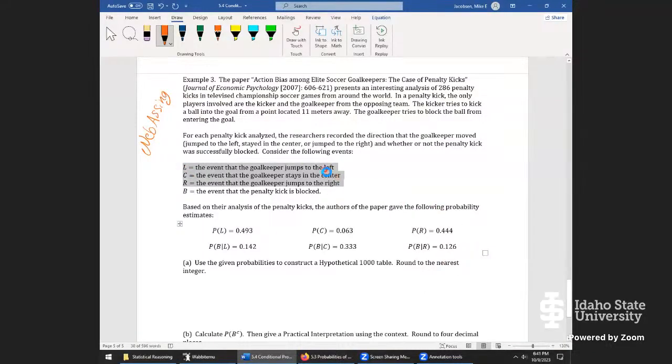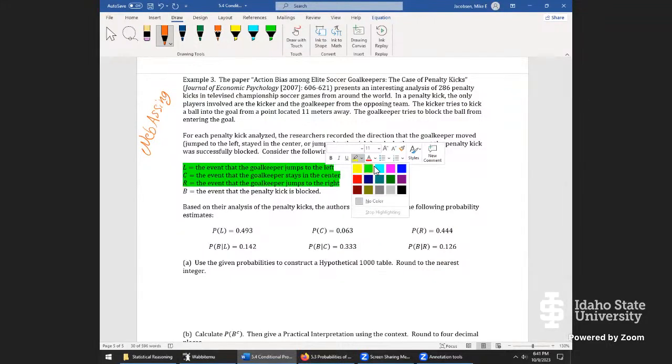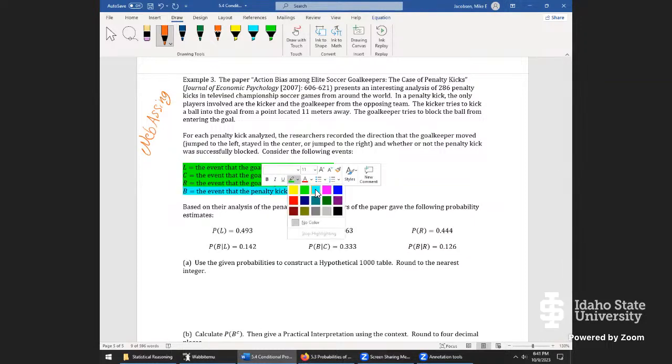We probably just want one color for all of those then. Let's go with maybe green. And B is the outcome of what the goalkeeper tries to do after he jukes left, right, or stays in center. Well, the kicker's kick either got blocked or didn't. So this is more about the kicker right here, I'd say. So we have 4 different events.